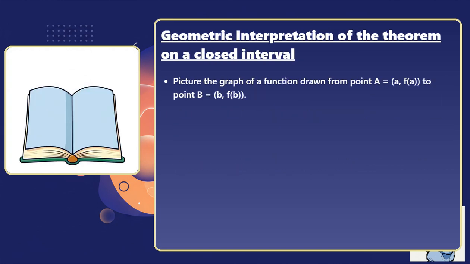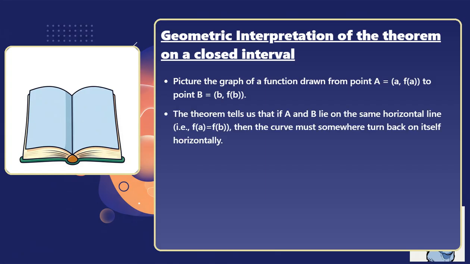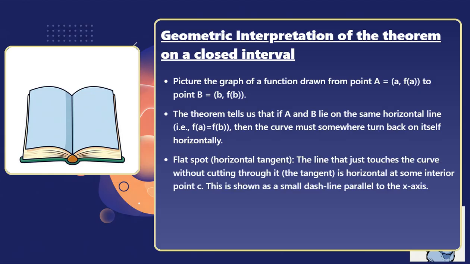Picture the graph of a function drawn from point A equals (a, f of a) to point B equals (b, f of b). The theorem tells us that if A and B lie on the same horizontal line, that is f of a equals f of b, then the curve must somewhere turn back on itself horizontally. Flat spot: horizontal tangent. The tangent, the line that just touches the curve without cutting through it, is horizontal at some interior point c. This is shown as a small dashed line parallel to the x-axis.